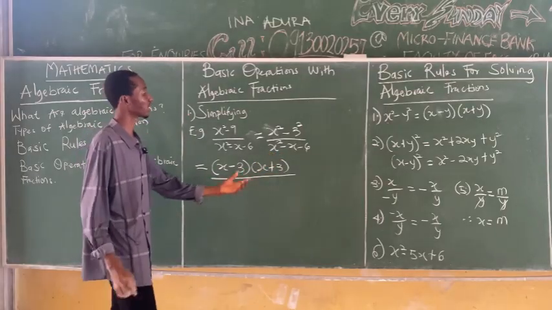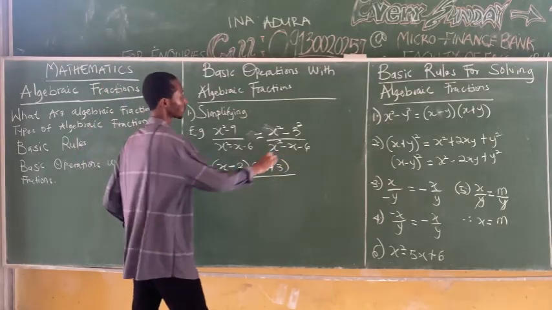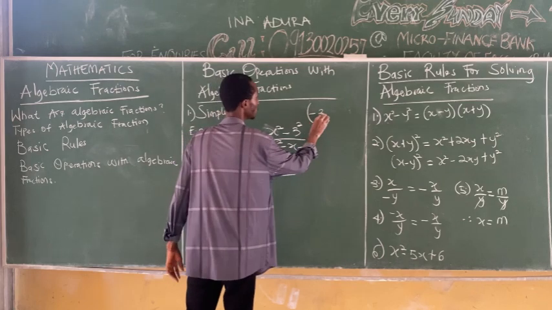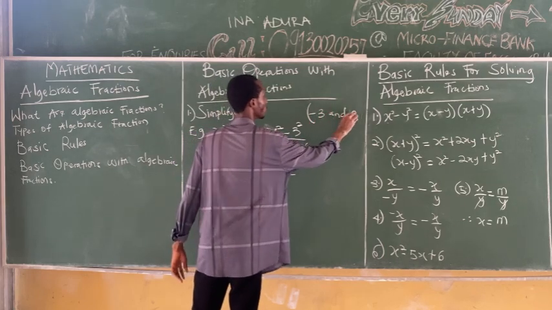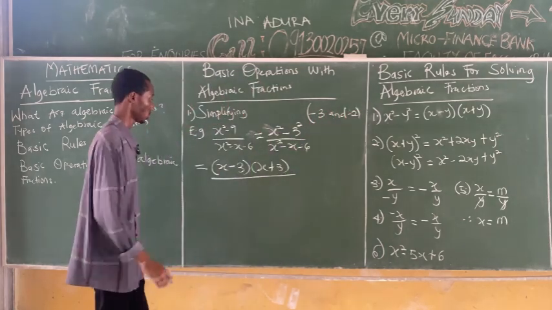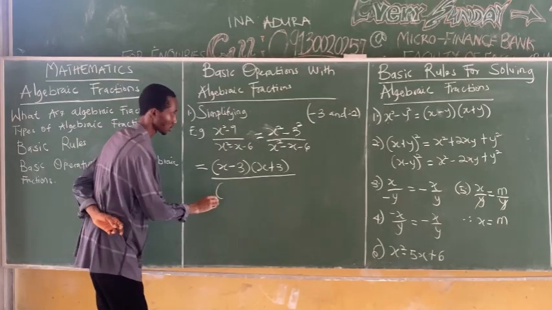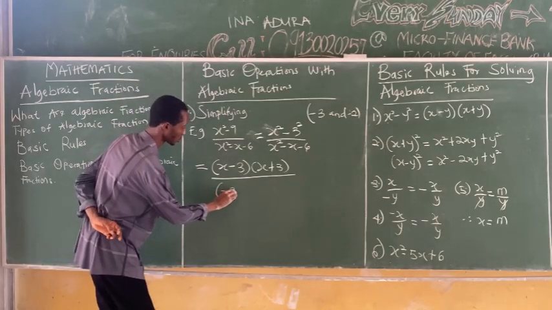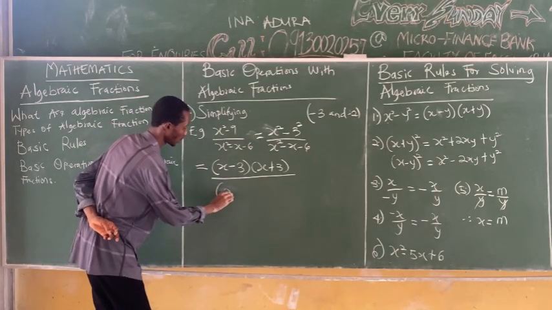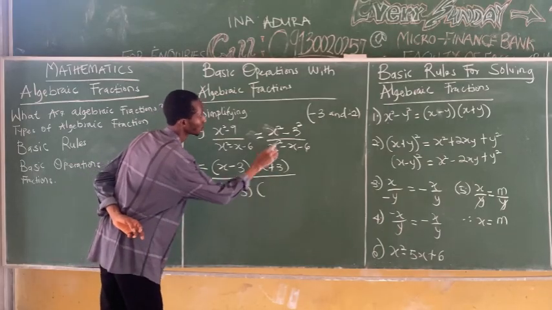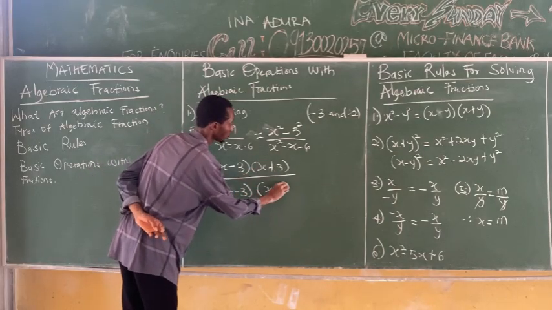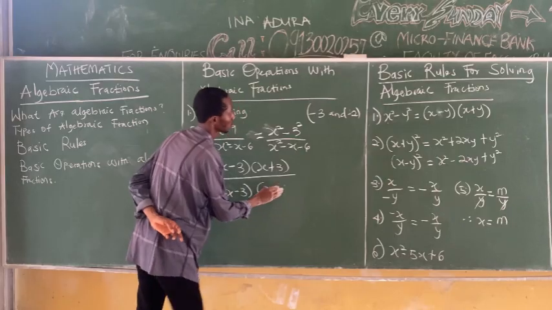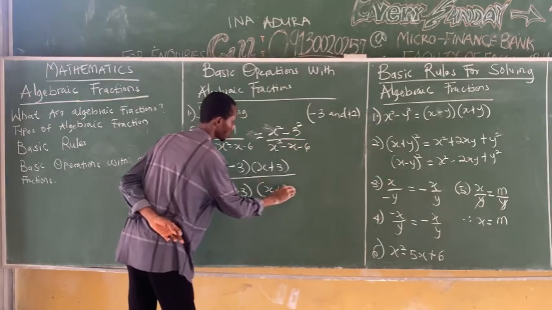We know that when we factorize this, we're going to have minus 3 and minus 2. Now we have here to be what? Minus 3. We have x minus 3 and what? x plus... This is x plus 2.